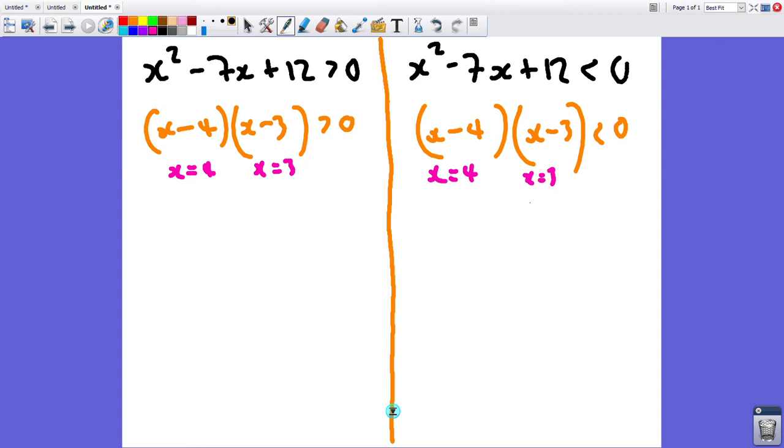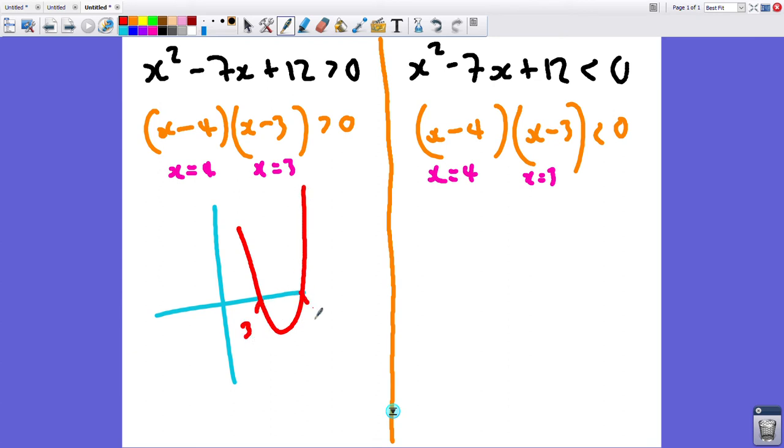Okay, those roots will help me draw the graph. So I'll draw my axes now. This will cross at x equals 3, x equals 4, and same thing here, x equals 3 and x equals 4.